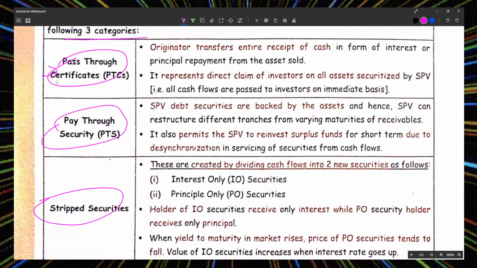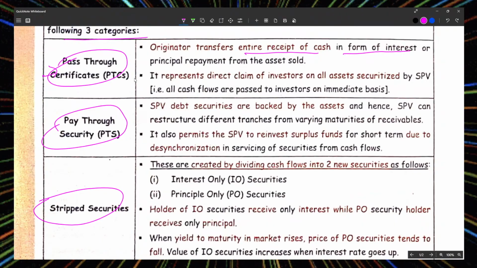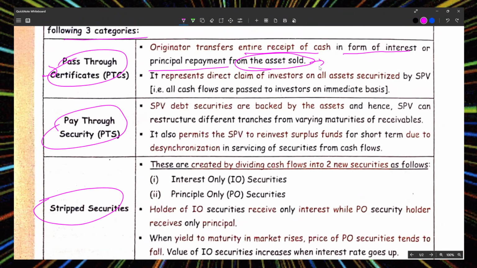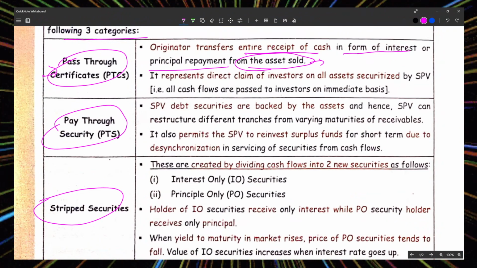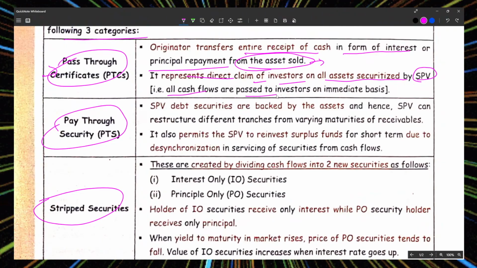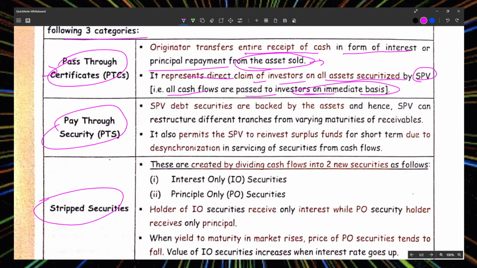Pass through certificates. What? The originator transfers the entire receipt of cash, in the form of interest or principal repayment, from the asset sold. So when he sells his asset, he will transfer principal plus interest. It represents a direct claim of the investor on all the asset securities with the special purpose vehicle. All the cash flows are passed to the investor on an immediate basis. When the sale happens, every amount will be passed out. That is a pass through certificate.